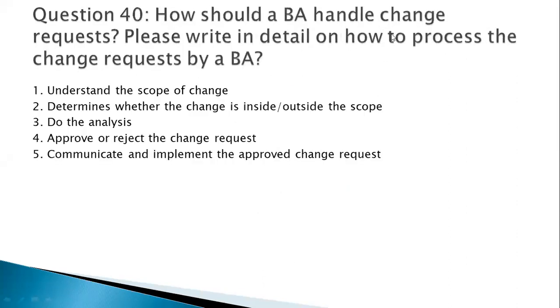Okay, guys. Now we'll talk about how the BA should handle the change request. Again, first we'll understand the scope of the change. Let's take one simple example. Let's assume I want to add a new software into my application. I don't have that. First, let's understand what the change is. It's a technological change.